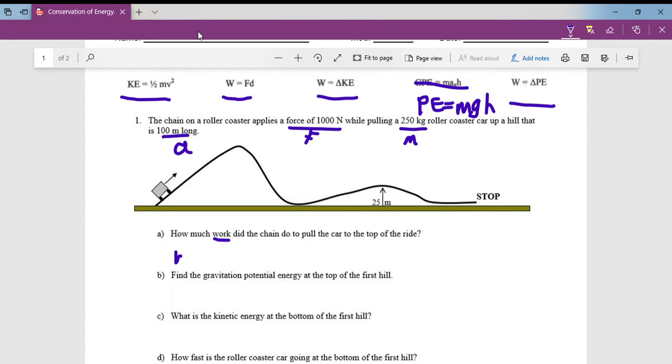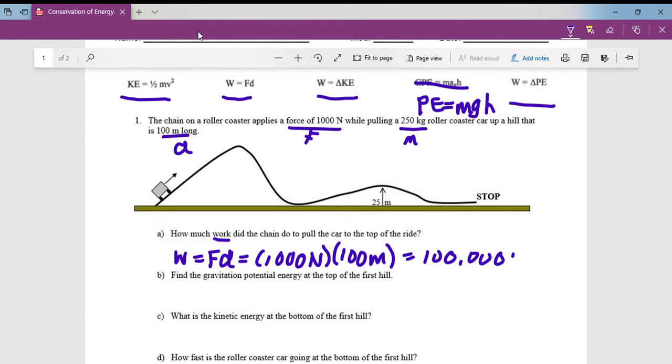So let's use our work equals force times distance. Our force is 1,000 newtons, our distance is 100 meters, and that'll give us 100,000 joules. So it took 100,000 joules of work to get the cart to the top of the hill. Now we know joules is also the unit for energy, so at the top of the hill, it now has 100,000 joules of energy. We're going to say when it's up there, it's not moving, so that's all potential energy.